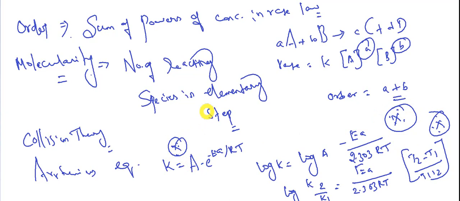Then we have to think about the integrated rate equation. So what is the Arrhenius equation? What is the activation energy here? Ea is known as activation energy.